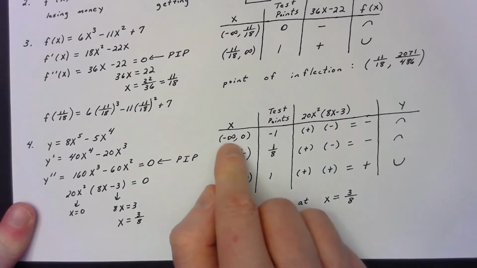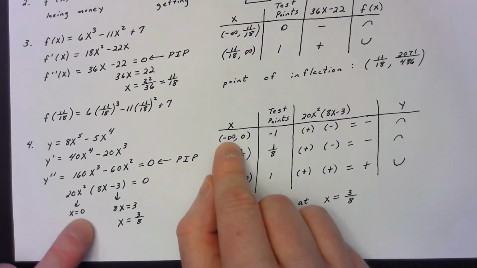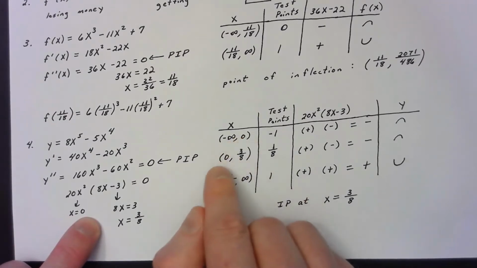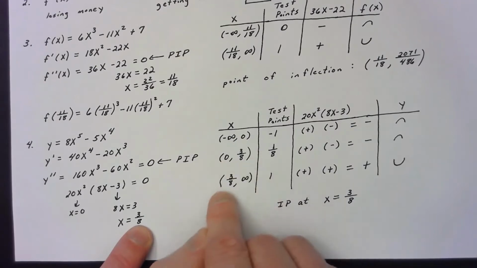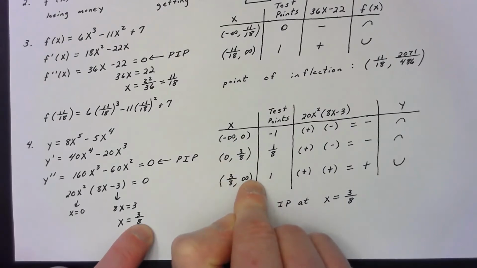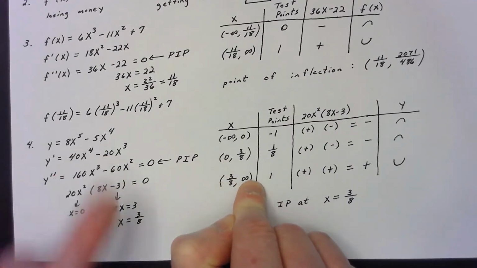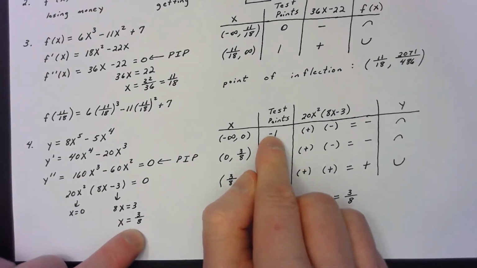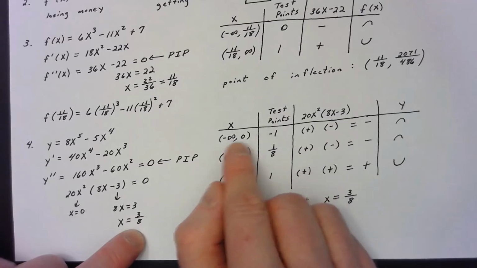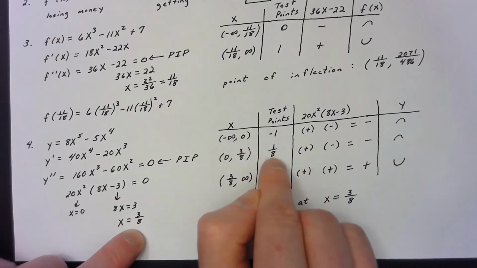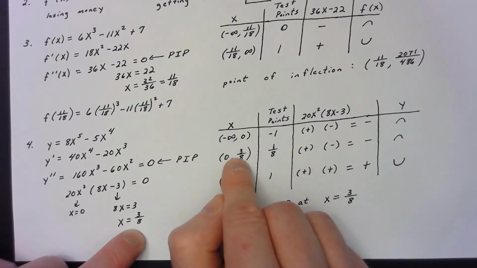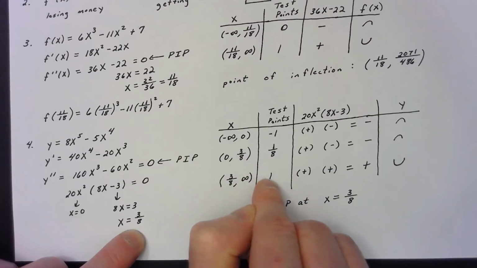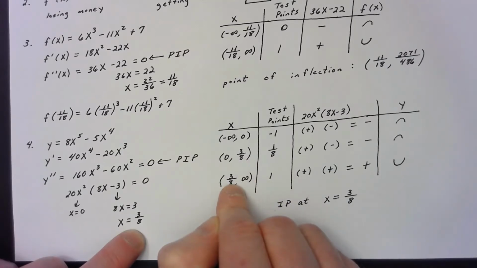So I set up my second derivative test. I'll go from negative infinity to 0, from 0 to 3 over 8, and from 3 over 8 to infinity. That's just breaking up the domain of the original function with these potential inflection points. We choose test points in each region. A negative 1 represents the first region. I'm choosing a 1/8 to represent the second region, and a 1 to represent the third.